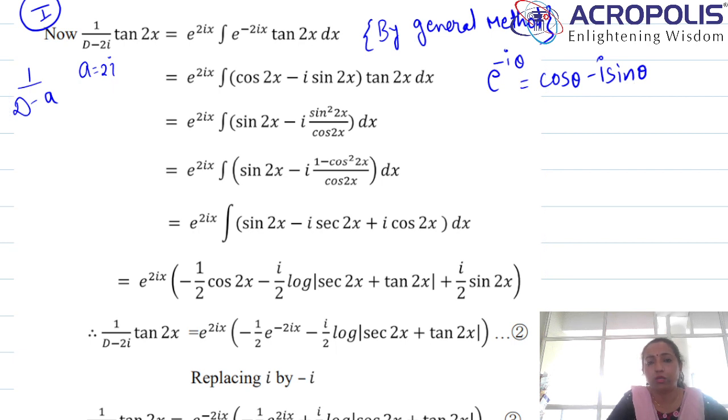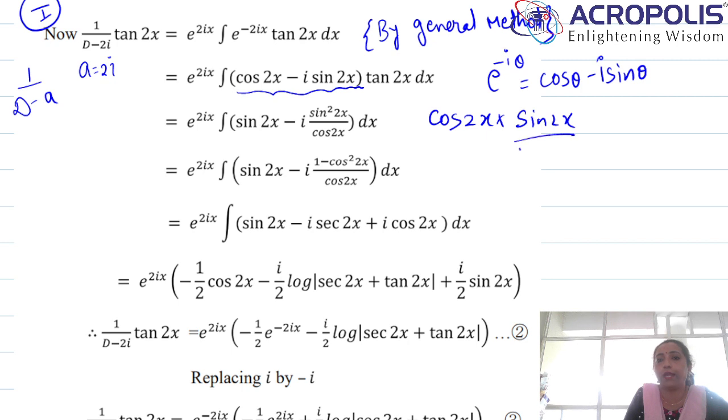Now we will multiply tan 2x with this expression, cos 2x minus i sin 2x. So cos 2x times tan 2x: tan 2x is written as sin 2x by cos 2x, and if we cancel cos 2x by cos 2x, we will have here sin 2x.